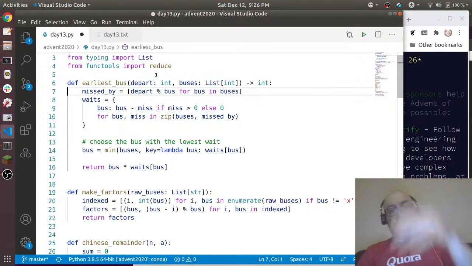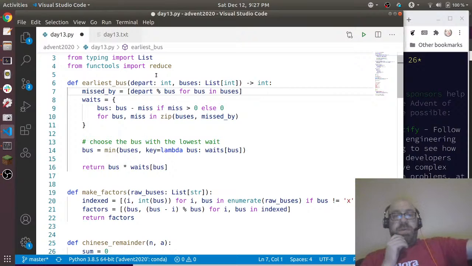And then the wait: if I missed it by 2 minutes and it comes every 7 minutes, then obviously I have to wait 5 minutes. It was a little bit fiddly, because you can't just subtract. If you missed it by 0 minutes, you don't want to say it's 7 minutes away. Then I just chose the bus with the lowest wait, and returned that product. So that was fine.